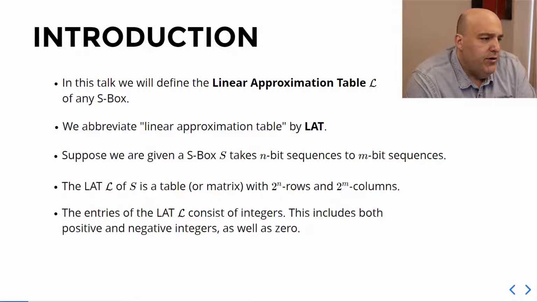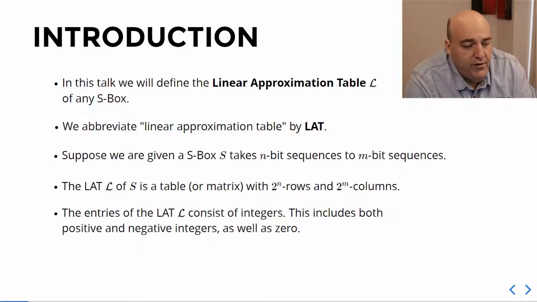So in this talk, we're going to define the linear approximation table L of any S-box. And we abbreviate linear approximation table by LAT. So suppose we're given an S-box S, and let's say it takes n-bit sequences to m-bit sequences. The LAT L of S is going to be a table, or if you want, you can think of it as a matrix. It'll have 2 to the n rows and 2 to the m columns.